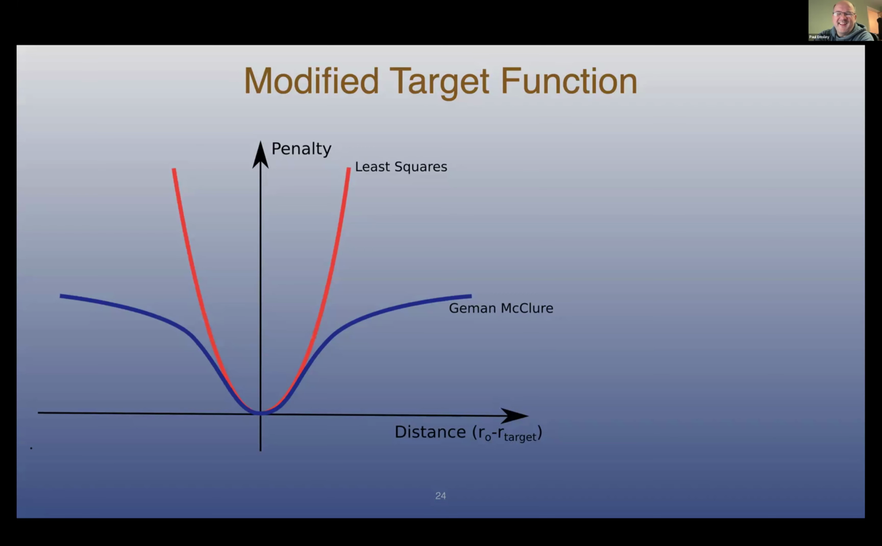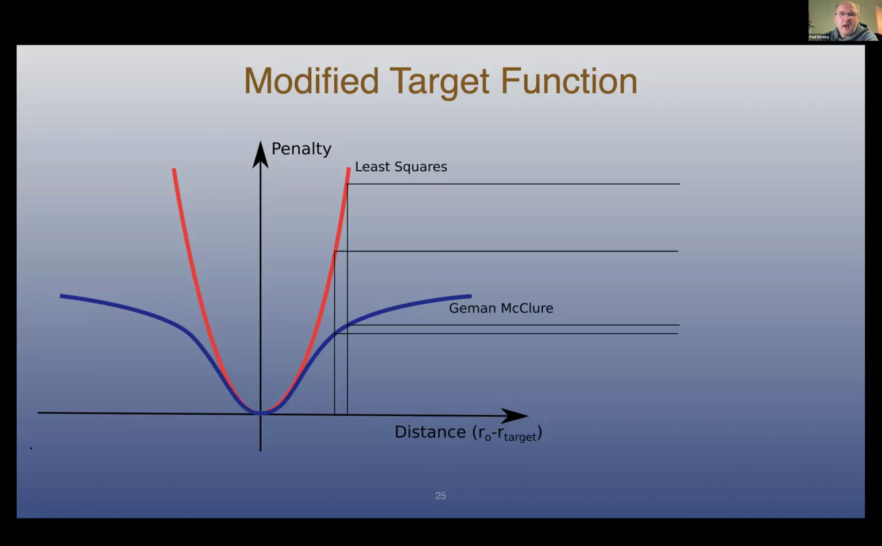So comparing least squares and what's called Geman-McClure, that's what we're using, a Geman-McClure modifier to the target function. So the idea is that as we move away, I can't move my cursor, which is annoying. As we move away from the target distance, the shape of the function changes. So the further we move away, then the more the target function doesn't care, because the variation of that value on the y-axis is small.